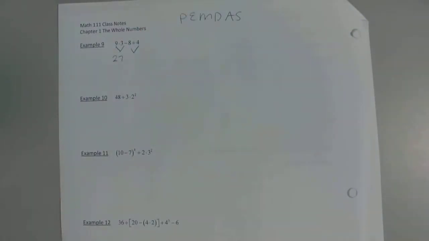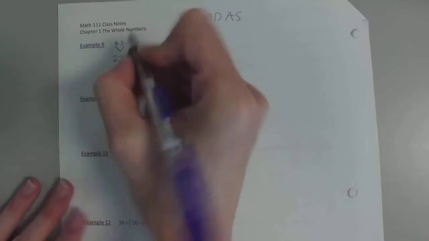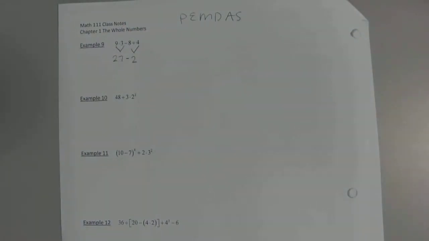And then what are we going to do after we do multiplication? Division. It's hard to tell, but that is a division symbol, guys. What's 8 divided by 4? 2. And who's in between them? A subtraction. What's always the last thing you do? Either subtraction or addition. What's 27 minus 2? 25, okay?